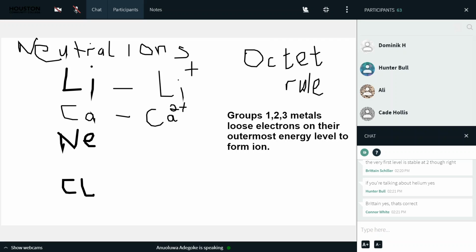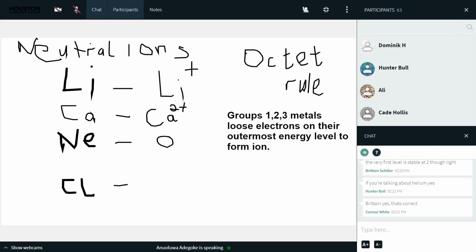Now, neon is stable, so it does not form a charge. Neon is not trying to obey the octet rule. It already has 8. If you already have 8, you are considered stable. So let's go on to chlorine. Now that will bring me to give a general summary here.